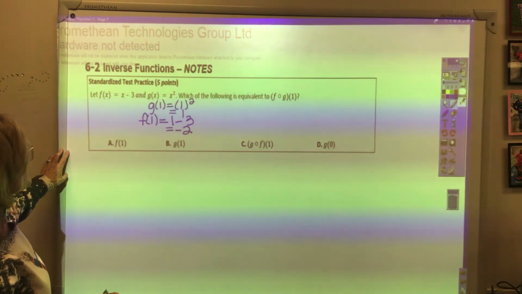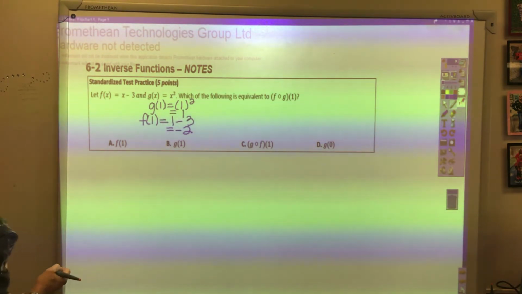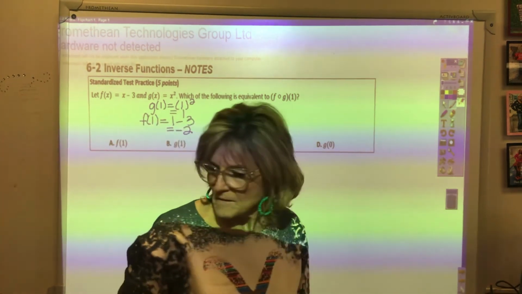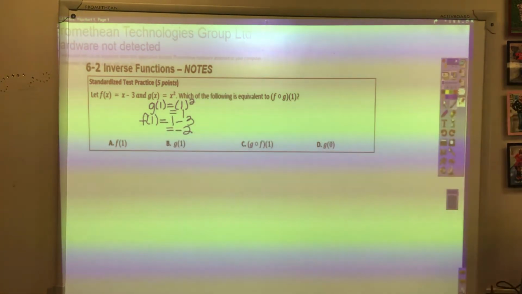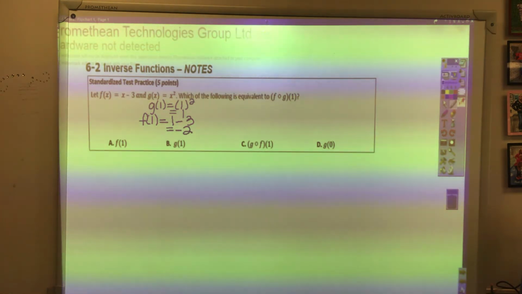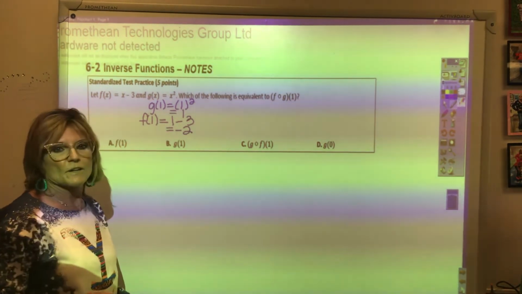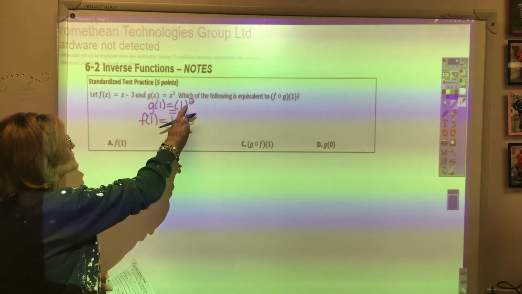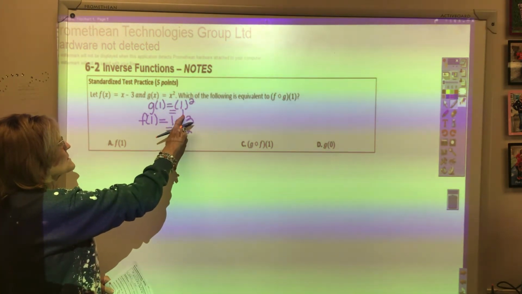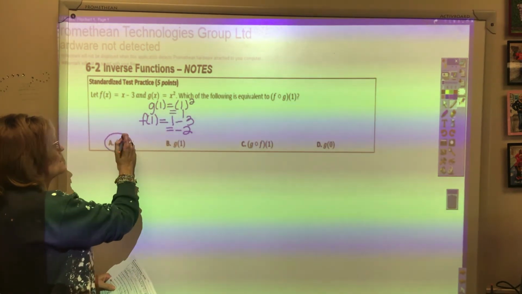So let's see, how do we figure that out the best possible way? Let me get my notes. And what I should have recognized right off the bat is that once we got this output function that became the input function, this is what is equivalent, is f of 1.